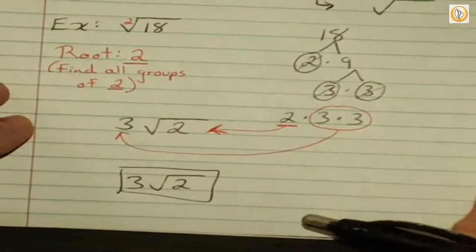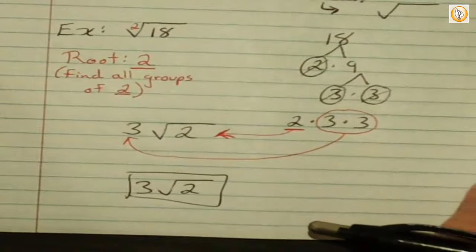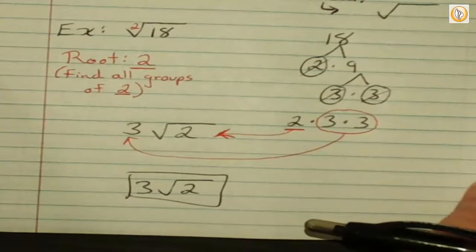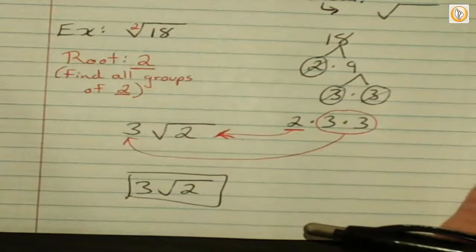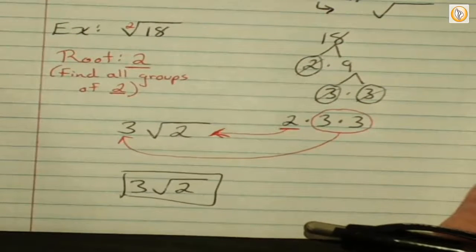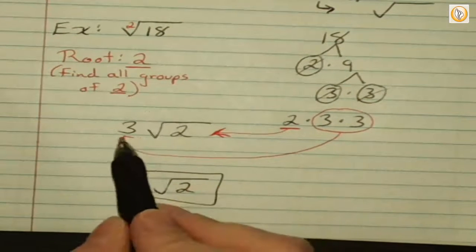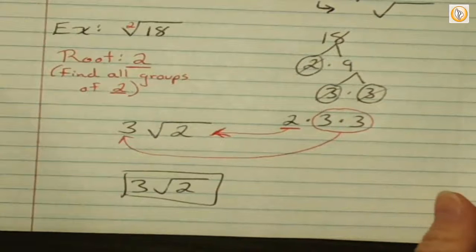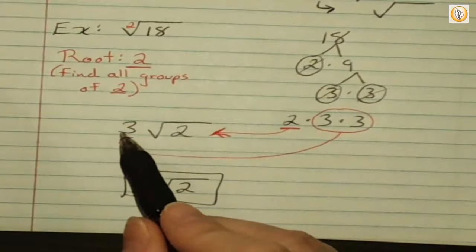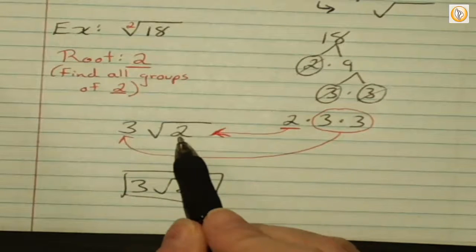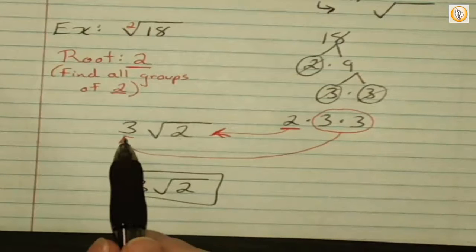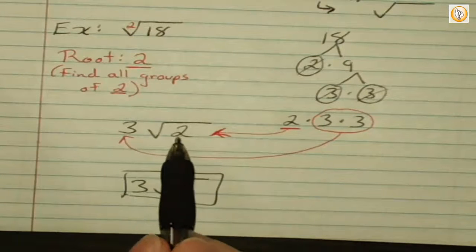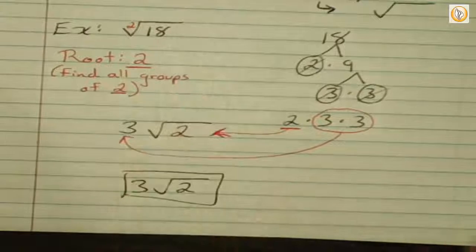Any questions so far? So does that mean that 3 times the square root of 2 gives you 18? Yep. If you did it on a calculator, it would work out. Any number that's on the outside, if you square it and then multiply it by the number on the inside, you get 18. Because 3 squared is 9. 9 times 2 is 18.